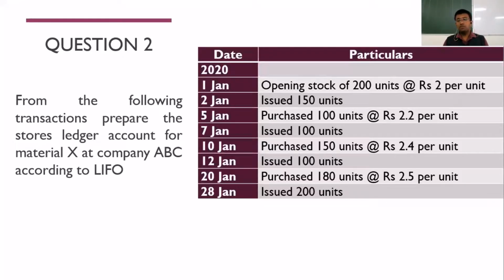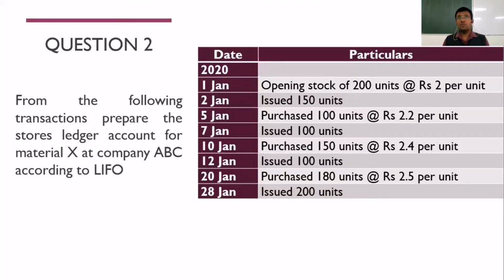The logic that we will be following is last in, first out. What came in recently has to go out first. Whatever came in recently, that is the material, or the batch, that has to go out first. So that's the rationale of LIFO. Unlike FIFO, where what came in first goes out first, here what came in recently is what goes out first.